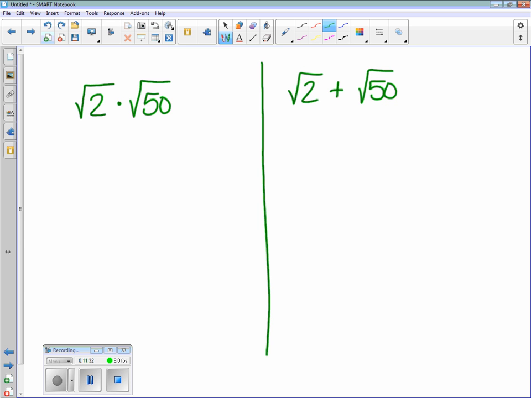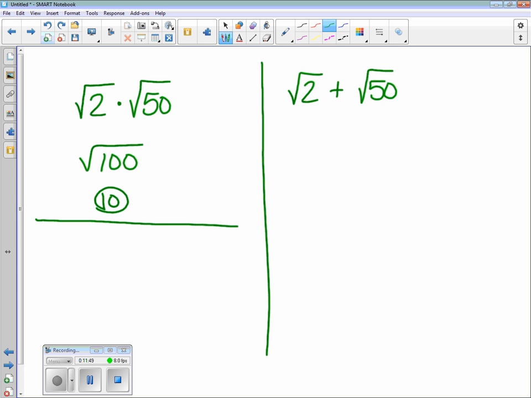I just multiply what's underneath the square root. And if there were numbers in front, I'd multiply them too. But there's not here. We'll look at one where there is. So what is 2 times 50? So what's the square root of 100? The answer is 10.